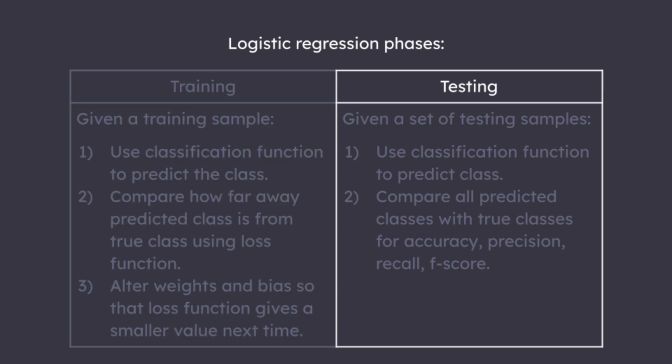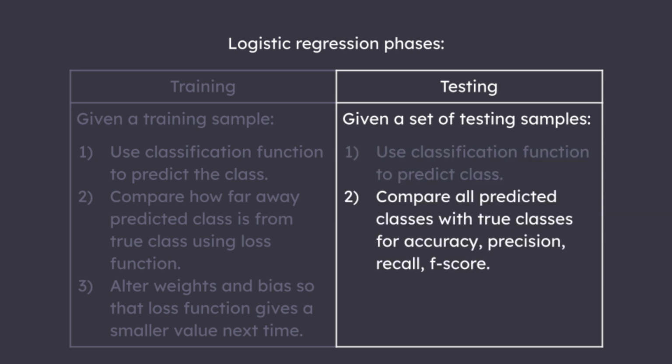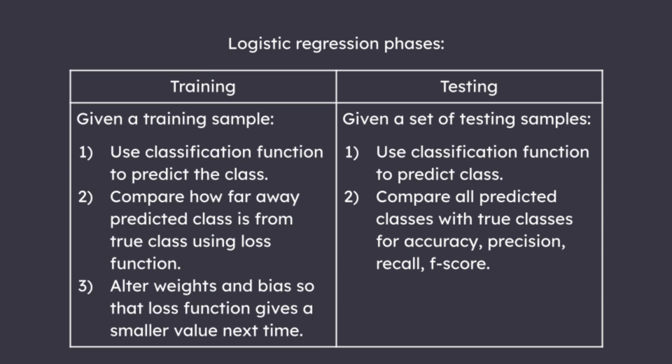As for the testing phase of logistic regression, using a set of testing samples which should in no way overlap with the set of training samples, we will use the classification function to predict the class associated with each testing sample. We would then compare our predicted labels with the true labels to gather statistics on how well the model performed. These statistics include accuracy, precision, recall, and F-score. We will go over these phases in more detail once we have the tools needed to implement them.